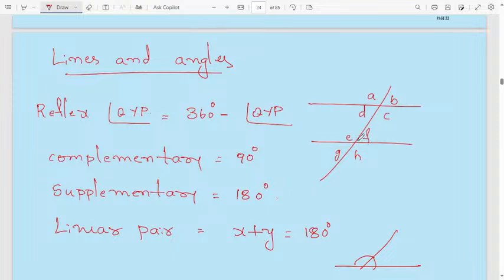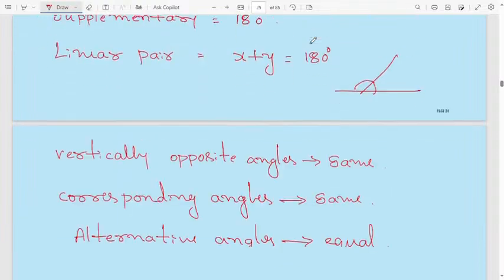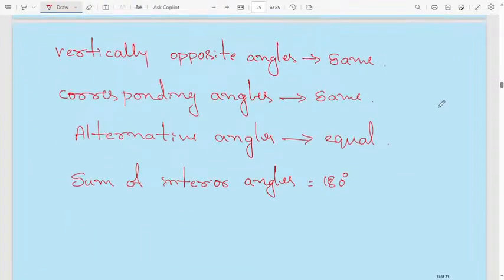Then alternative angles, the angles if they are in the form of a Z format. We will consider vertically opposite angles like this. This angle is vertically opposite. Then this one is equal to this one, vertically opposite. Then corresponding angles: if two parallel lines are like this, then this angle is a corresponding angle, then this one is corresponding, this one is corresponding.